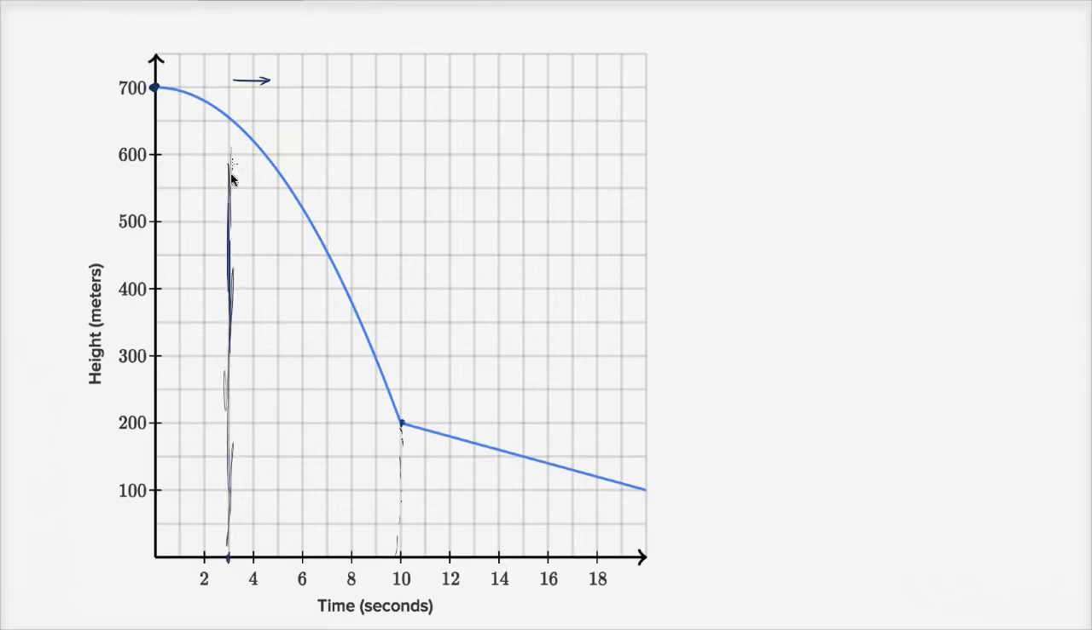And I'm just looking at a graph, so I'm going to have to ballpark it. So at 3 seconds, her height looks pretty close. We just have to approximate it. So her height after 3 seconds looks like it's about halfway between 600 and 700. So it looks like it's about 650 meters.